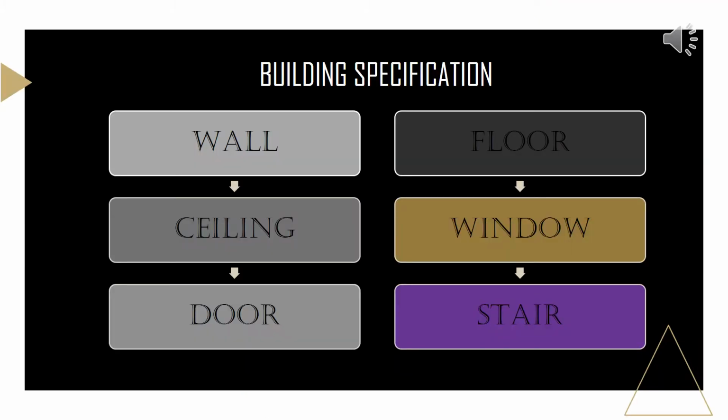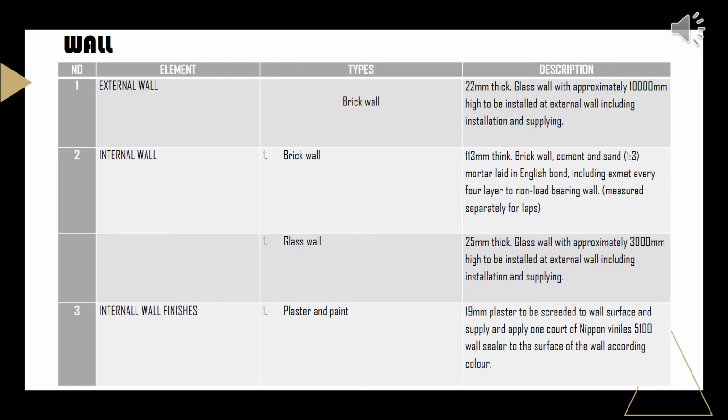Hello, I'm Syifa Syahira and I will present about building material and specification. For building specification, they have six types, which are wall, floor, ceiling, window, door, and stair. For wall, they have three elements, which are external wall, internal wall, and internal wall finishes, and they have three types, which are brick wall, glass wall, and plaster and paint.